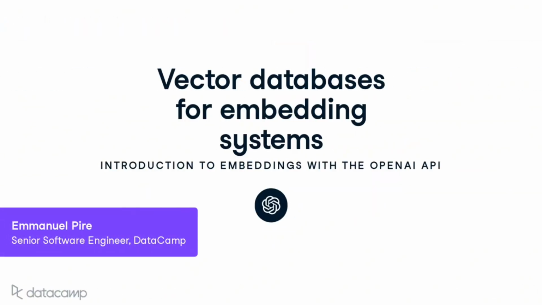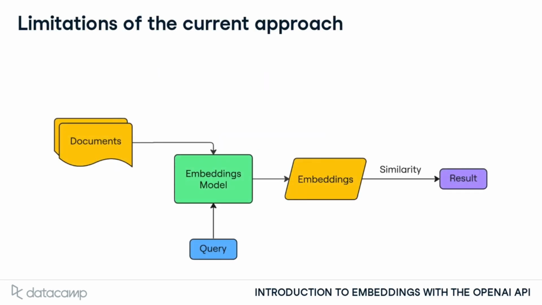Welcome back! In this chapter, you'll learn how to enable use cases with larger datasets by efficiently storing and querying vectors using a vector database. So far, we've created embeddings using the OpenAI API and stored them in memory.